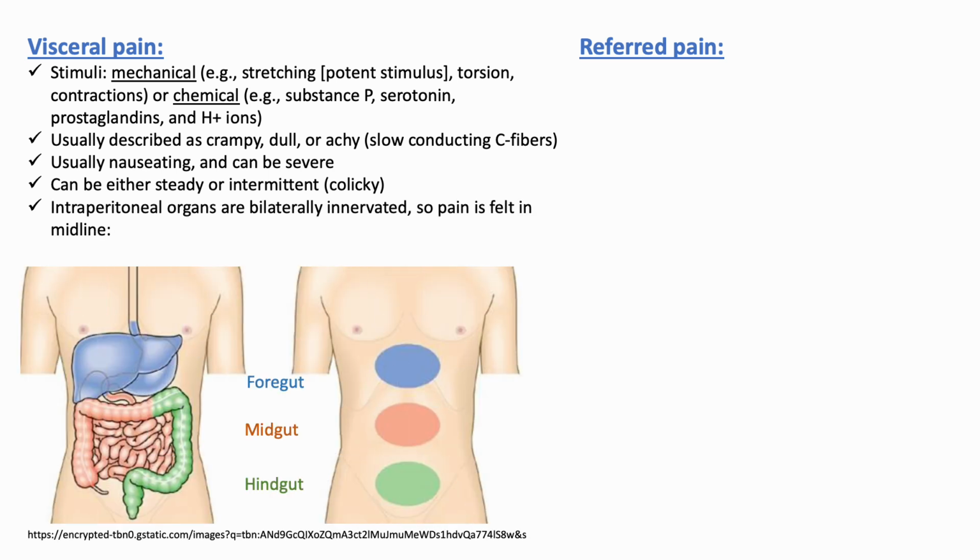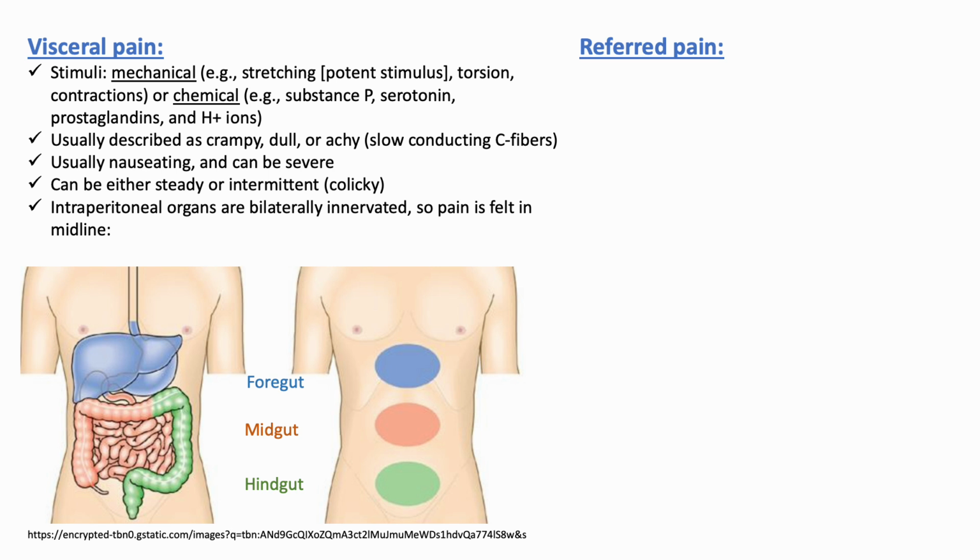And then another characteristic of that visceral pain is, remember that the intraperitoneal organs are usually bilaterally innervated, so that the pain is felt in the midline. The brain will perceive the pain coming from generally the midline, and that's specifically true for diseases associated with the small bowel or large bowel. So you'll see that mostly on the midline, close to the center.